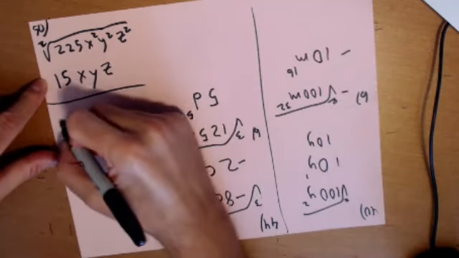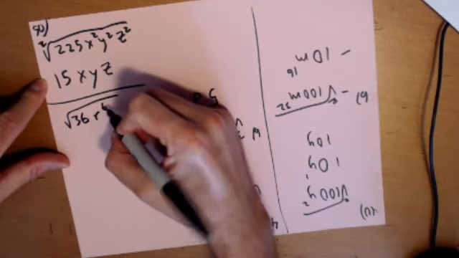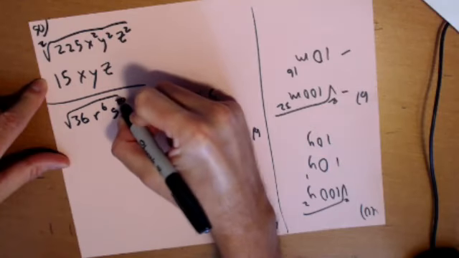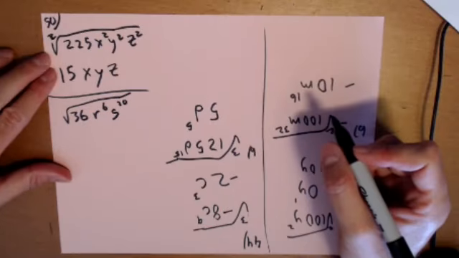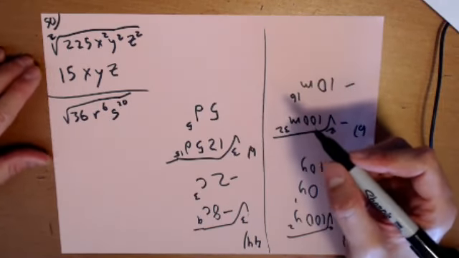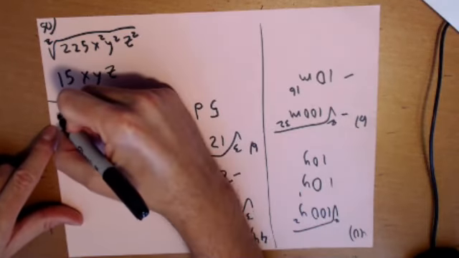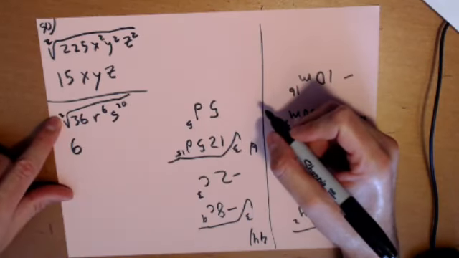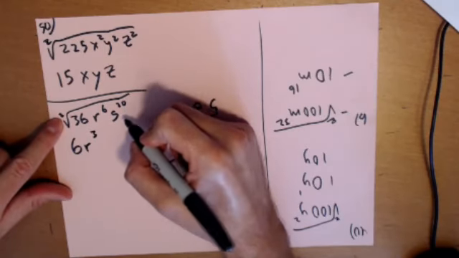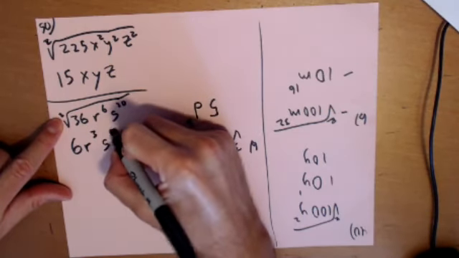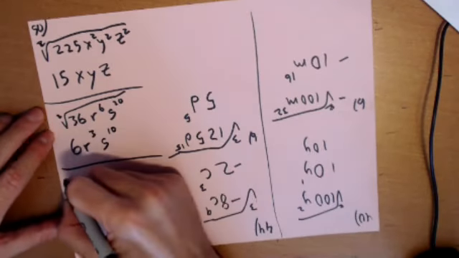Okay. Square root, next one, 36 r to the 6, s to the 20. Give this one a try on your own. Pause for a second. Try it on your own. No? Okay, fine. Square root of 36. That's 6. Put a little 2 there maybe. Square root, so chunks of 2, r to the 6, so r to the 3. Little 2 out there, s to the 20, so s to the 10. Easy peasy.